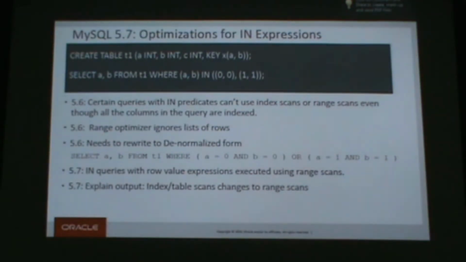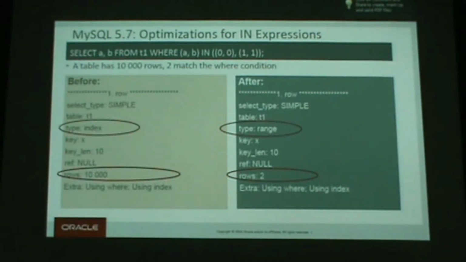The user expects the server to use the index, but it was not doing so. Now with this new optimization, you can see that even for row comparisons, we are using the index, and this is what the plan looks like. Earlier it used to fetch all 10,000 rows from the storage engine and then execute the where condition. Now it pushes the where condition down to the storage engine itself.